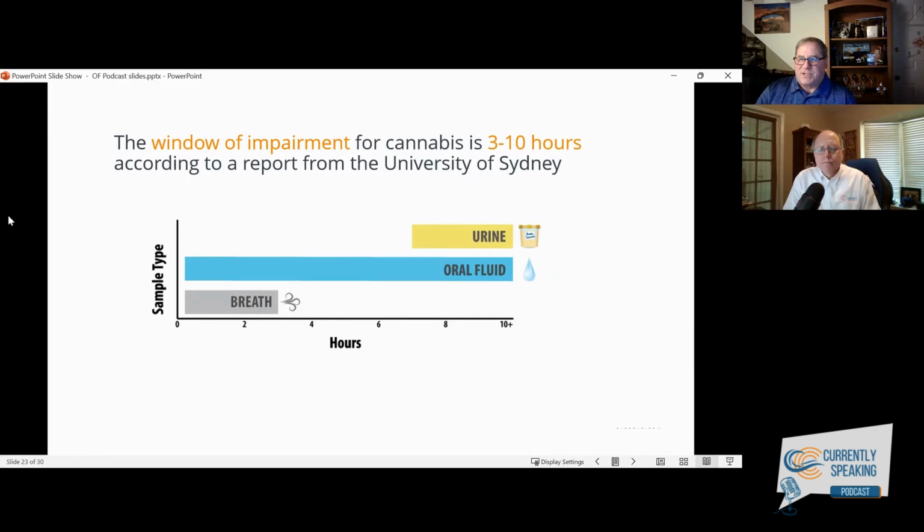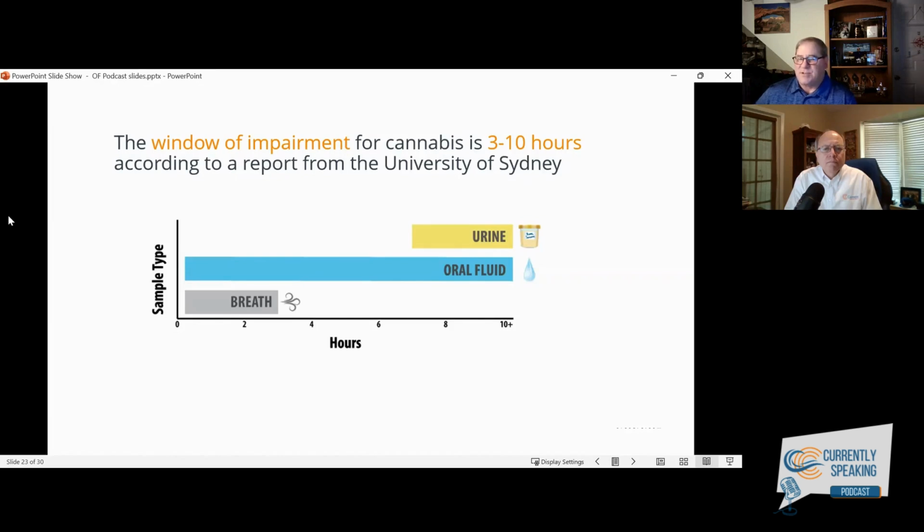And this slide really shows that breath is really only covering that immediate use up to maybe 2 or 3 hours. Urine, sometimes, especially if it's a new use, a casual use, you won't find anything in the urine sample until maybe 4 to 6 hours later, when the metabolite actually does show up. And so really, when you're looking at an impairment window, oral fluid represents the best choice, because you get it right after use, and it lasts at least up to 8 or 10 hours.